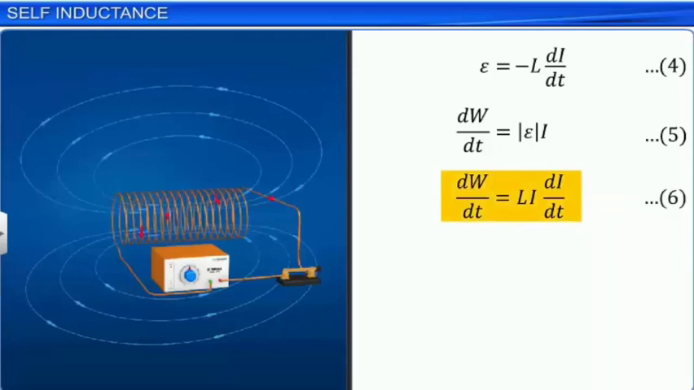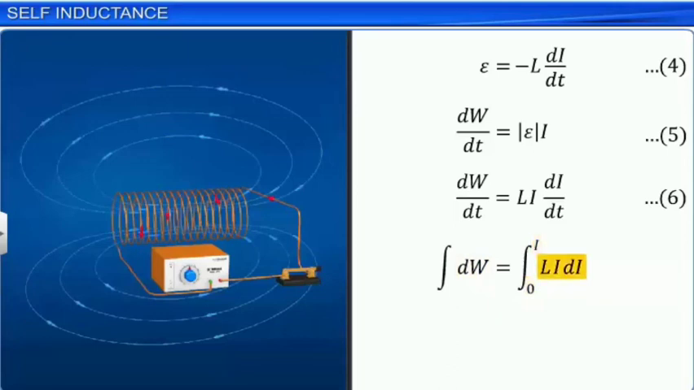The total amount of work done can be established by integrating equation 6 on both sides. Thus, we get integral dW is equal to integral over 0 to I, L I dI. Thus, the work done or energy consumed in establishing a current in the circuit is W is equal to half L I square.